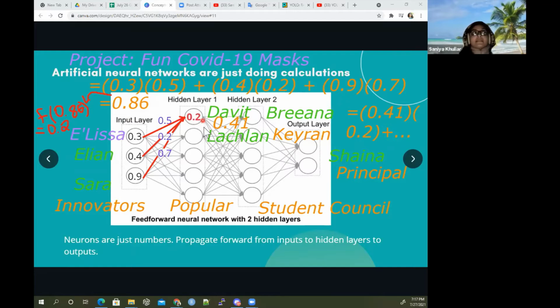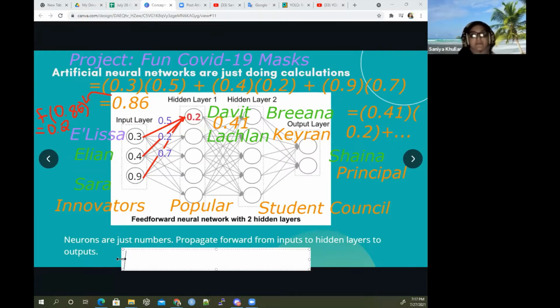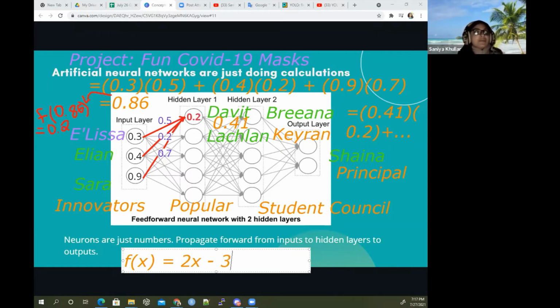It could be 0.86 if you use something called an identity function. Sometimes people can do f of x equals x, and then exactly whatever goes in is what the function outputs. Like in class, you guys might learn f of x equals 2x minus 3 or something, right? You guys might learn a function like this. Then if you take 0.86 into this, what you output could be a function of this, right?